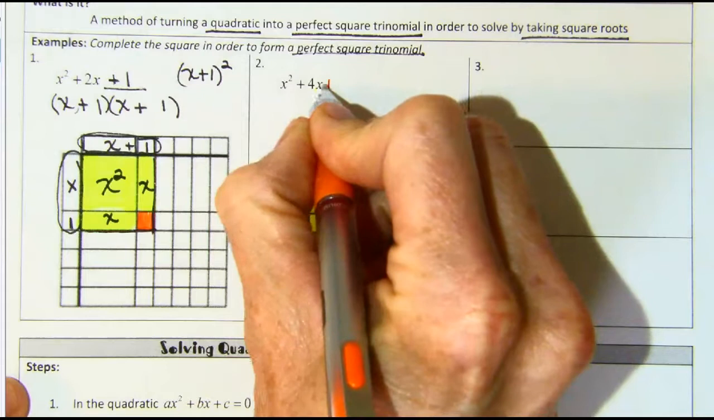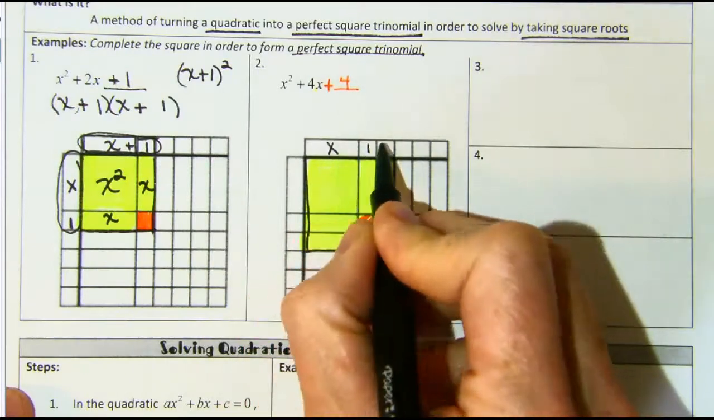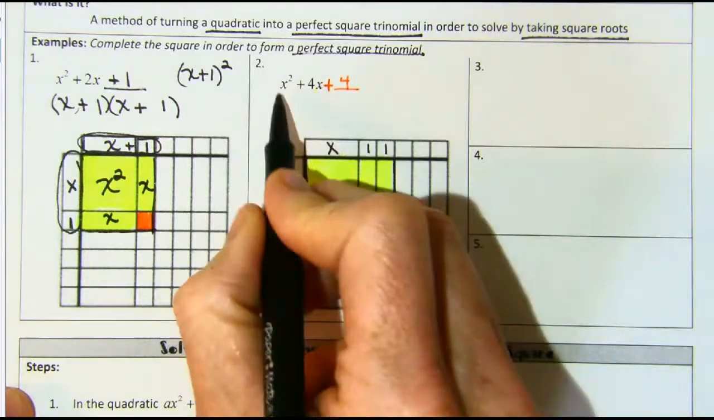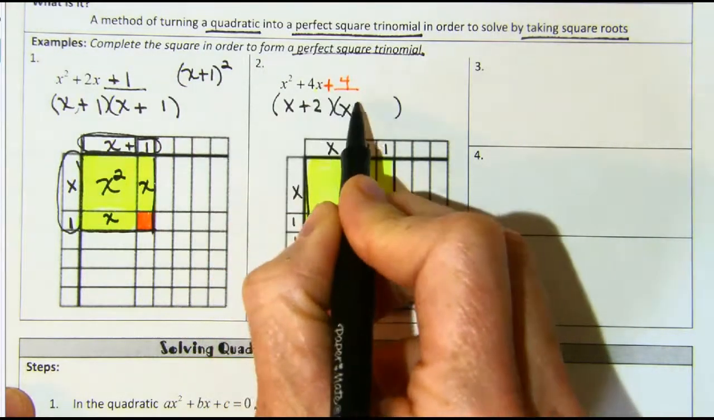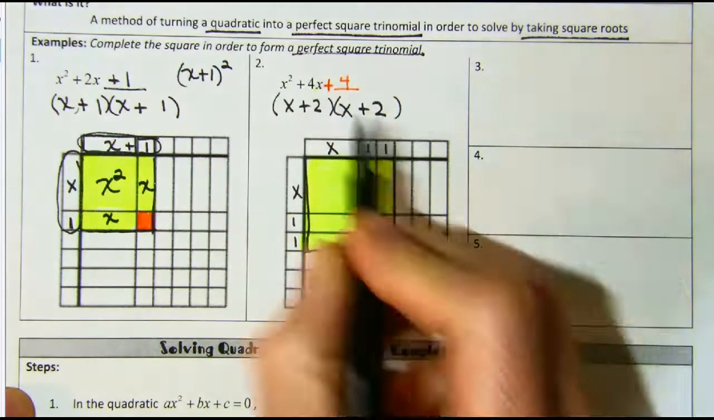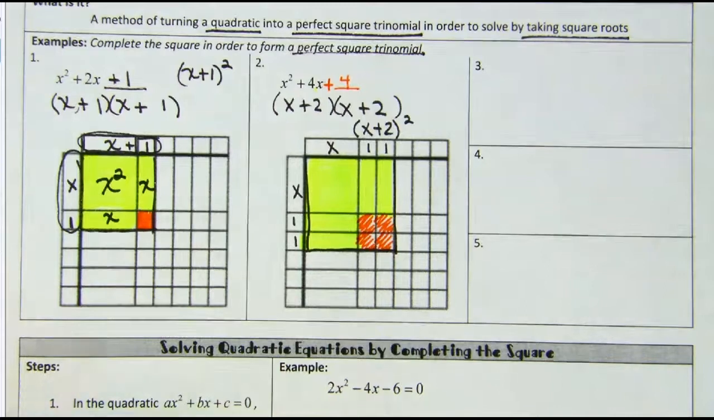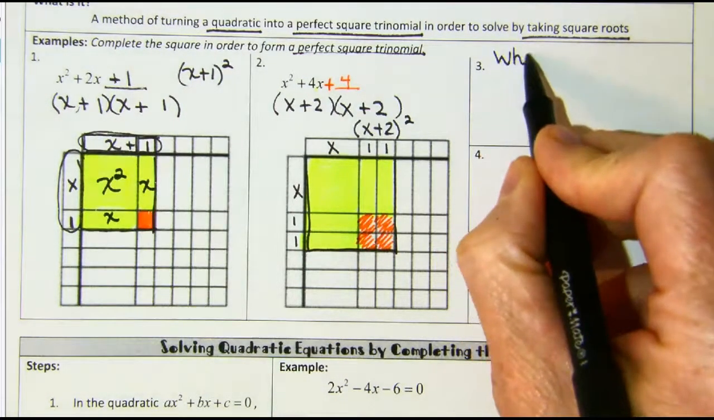So we actually need to add 4 to make it a square. So again, this is x, 1, 2, this is x, 1, 2. So if I factor this, it should be x plus 2 and x plus 2. So you can condense it to x plus 2 squared. So now in question 3, I want you to focus on a pattern.